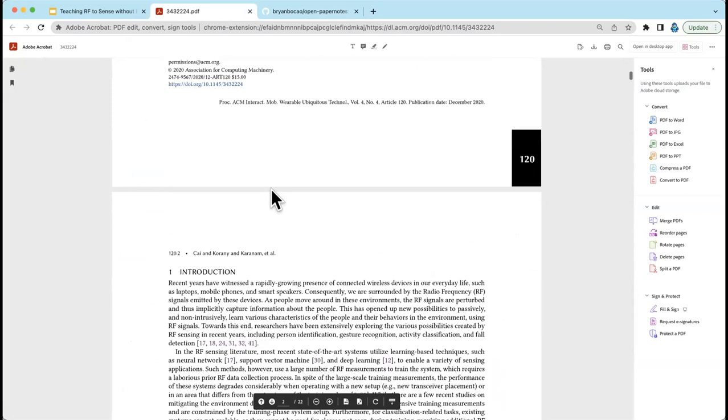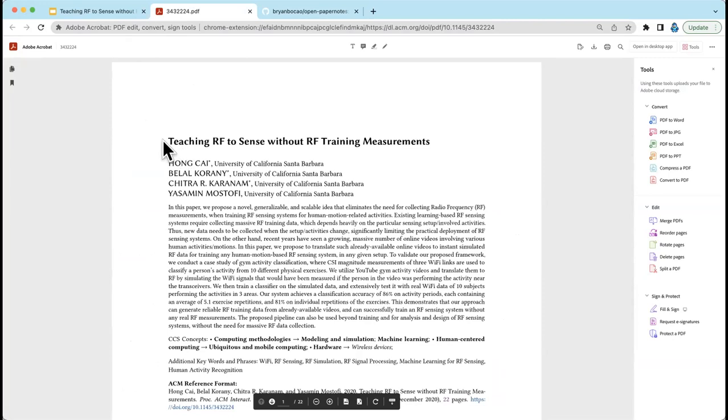Okay, so this week let's study this paper, Teaching RF to Sense without RF Training Measurements, by Hong Shuai in University of California, Santa Barbara.